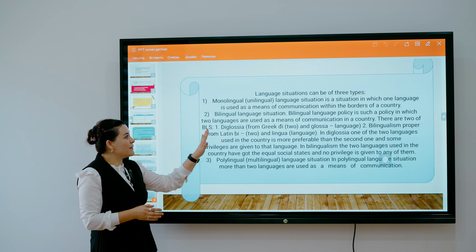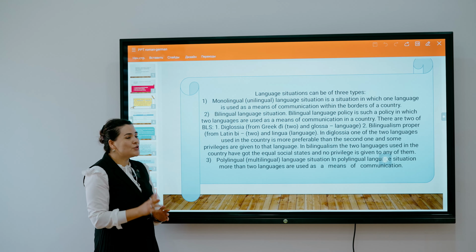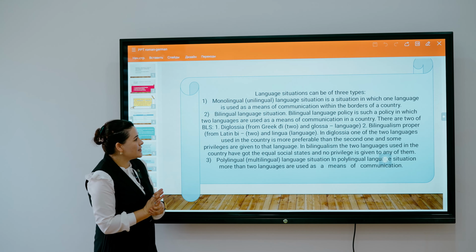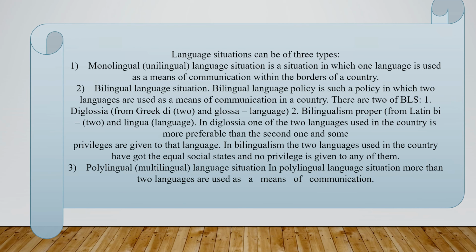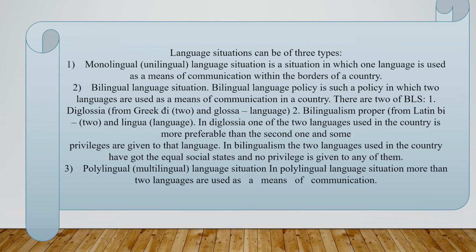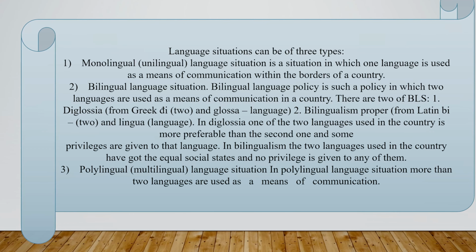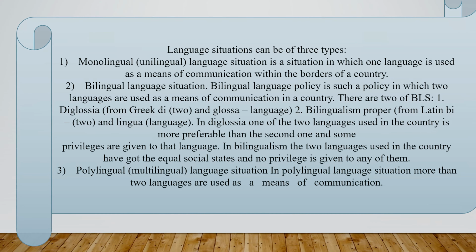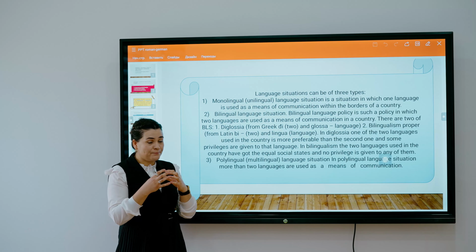The second one is bilingual language situation. Bilingual language policy is such a policy in which two languages are used as a means of communication in a country. There are two types: diglossia and bilingualism. Diglossia comes from Greek, di means two, and glossa means language. It means glossary also. Glossary means word, you know. And the second one is bilingualism, from Latin bi. Bi means also two, and lingua means also language. Both of them are the same.